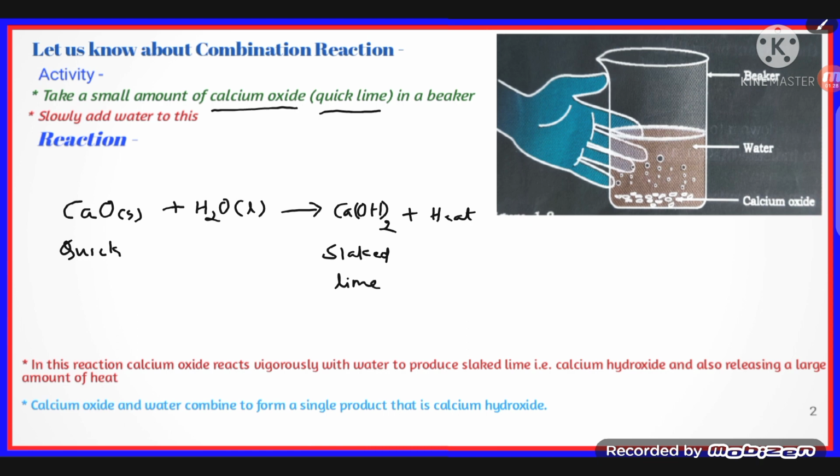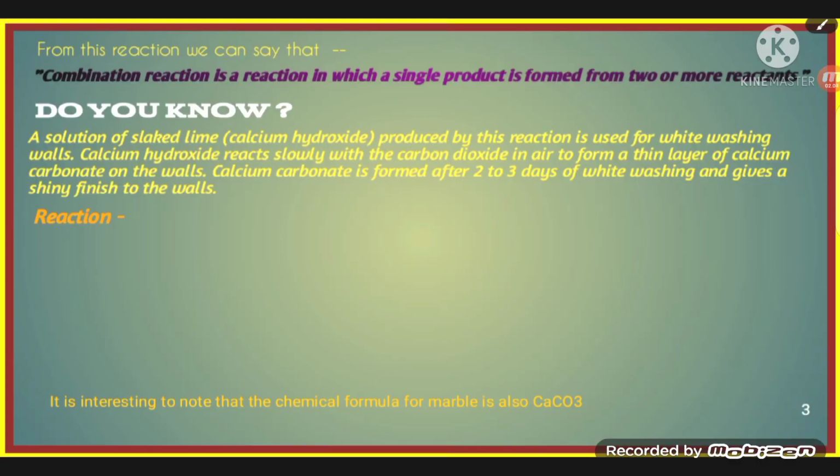Observation of this reaction. In this reaction, calcium oxide reacts vigorously with water to produce slaked lime, that is calcium hydroxide, and also releases a large amount of heat. Calcium oxide and water combine to form a single product, that is calcium hydroxide. From this reaction, we can say that combination reaction is a reaction in which a single product is formed from two or more reactants.